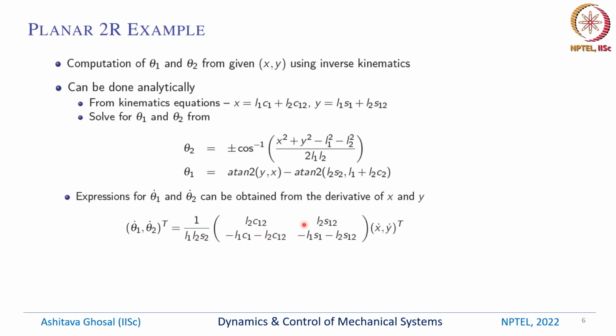You can verify it yourself, that theta 1 dot, theta 2 dot is 1 by L1 L2 S2 into some matrix which contains L2 C12, L2 S12, minus L1 C1 minus L2 C12. So this is the first column, and the second column is L2 S12, minus L1 S1 minus L1 S12. Okay, and then we multiply by x dot, y dot. So we can obtain this expression for theta 1 dot and theta 2 dot. So this is actually L2.